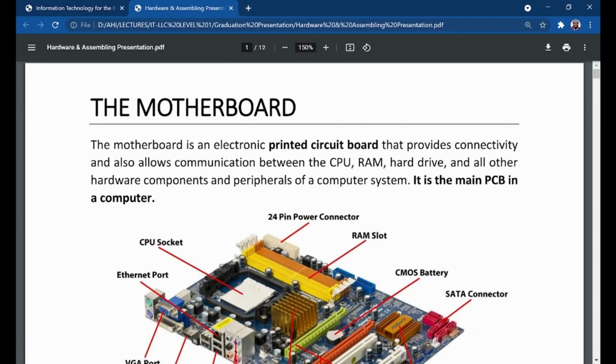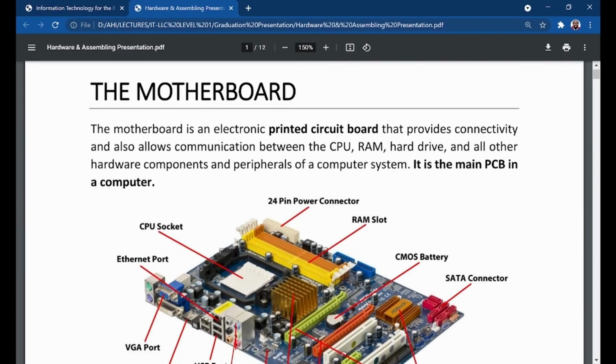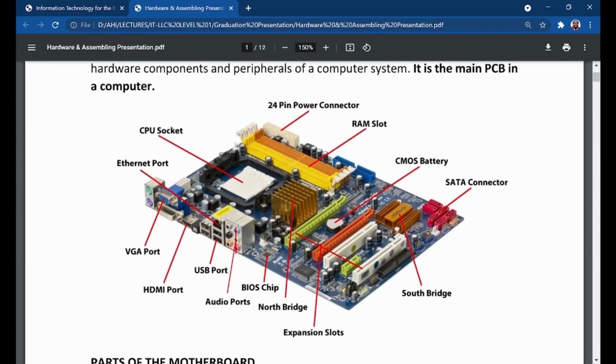Let me read from my second note. It says that the motherboard is an electronic printed circuit board that provides connectivity and also allows communication between the CPU, RAM, hard drive, and all other hardware components and peripherals of a computer system. It is the main PCB in a computer. So let's get right into the lesson. I will talk about what we are seeing on the screen, and after that I'll pick a sample motherboard and we will look at it.